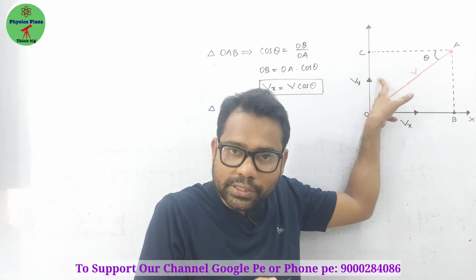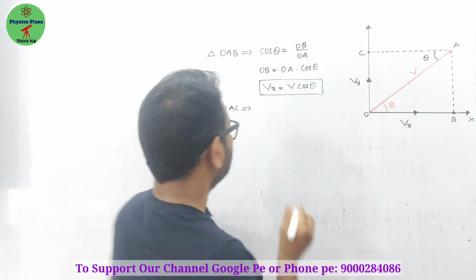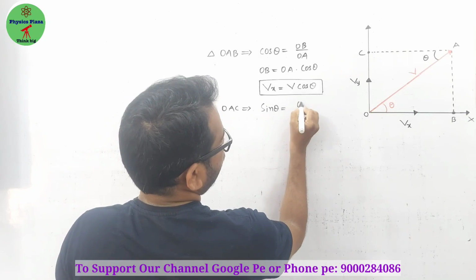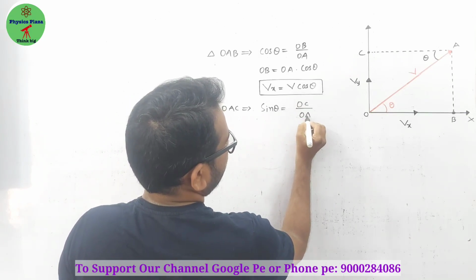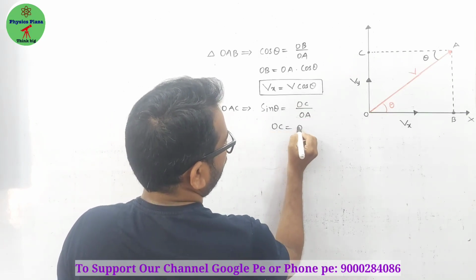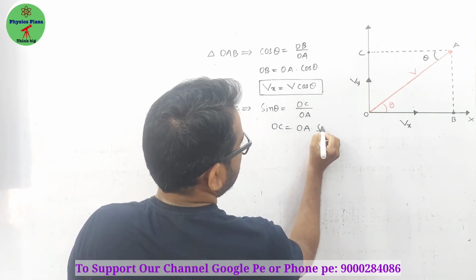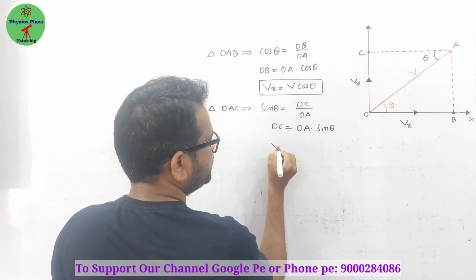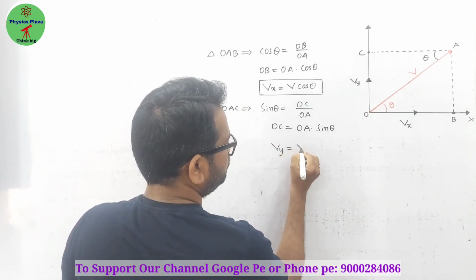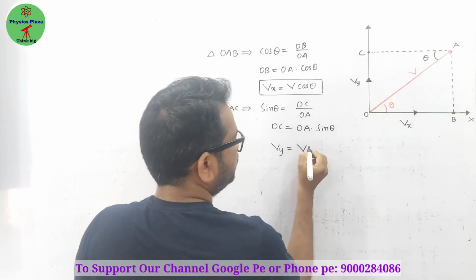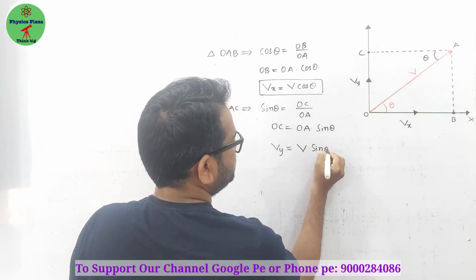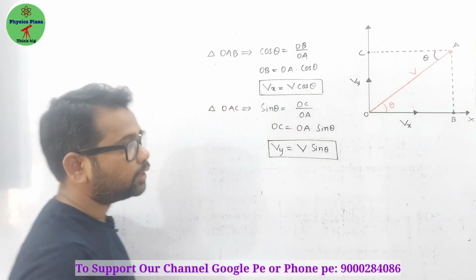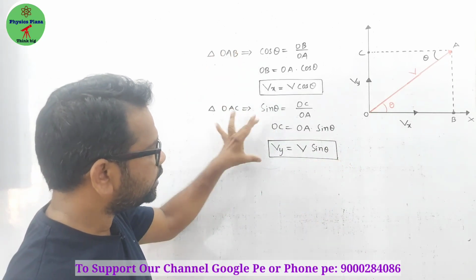So in order to calculate the opposite side, let us define sin theta. From this triangle OAC, sin theta is equal to OC by OA. So here OC is equal to OA into sin theta. OC is what here? That is Vy. OC is Vy. OA is the magnitude of this vector, that is V into sin theta. So this is the vertical component. Children, this is how we can calculate the horizontal component and the vertical component.